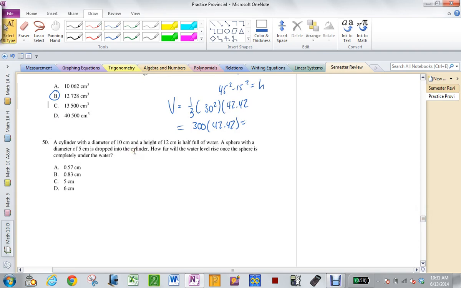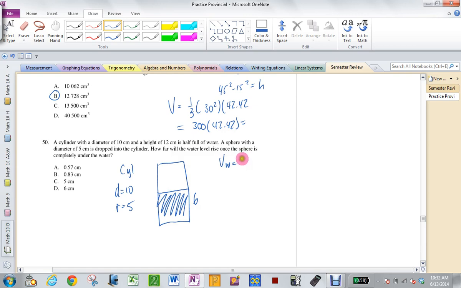Cylinder with that diameter and that height is half full of water. So my cylinder is filled half full of water. So this is all water. It's got a diameter of 10, so R equals 5. And it's got a height of 6, because the whole thing is 12, but it's only half full. So the volume of water is pi R squared H, which is pi times 5 squared times 6, which is 25 times 6, so the volume of water is 150 pi.